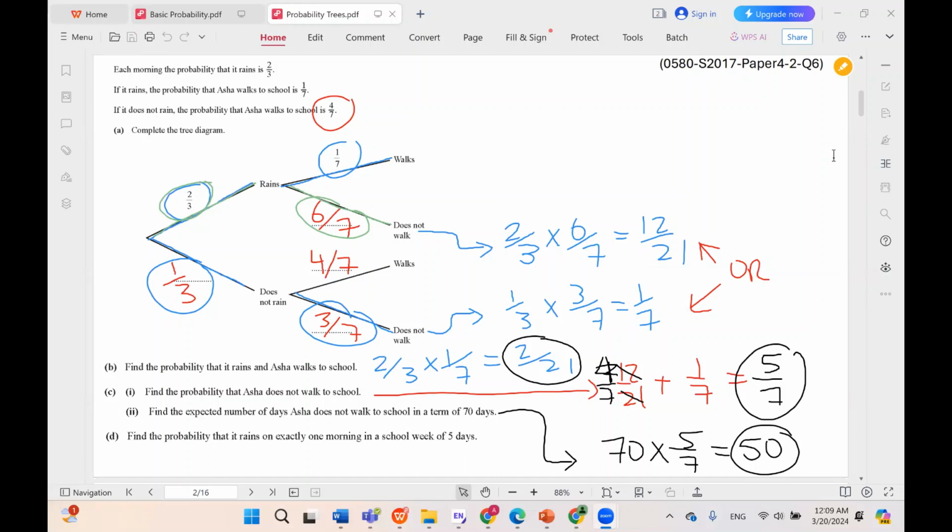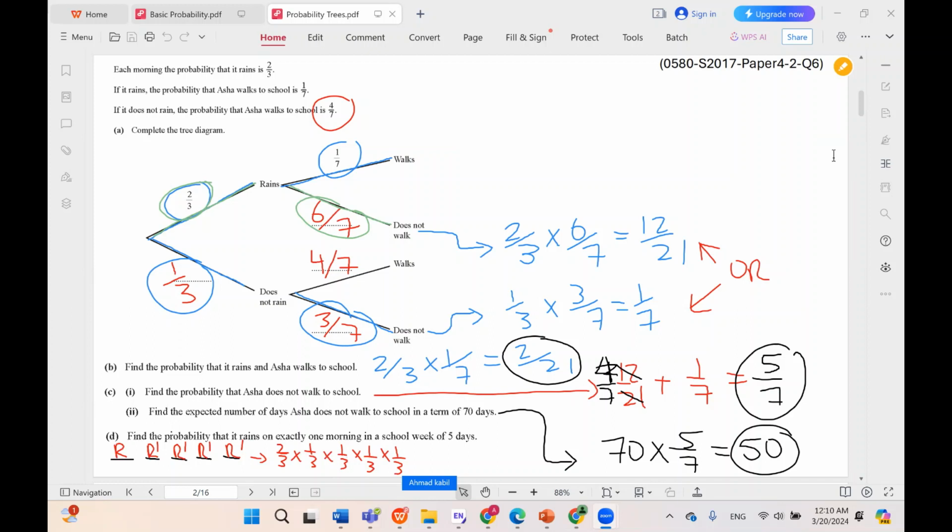In D II, it says find the probability that it rains on exactly one morning in a school week of 5 days. So we have 5 days, and we want it to rain once and not rain on the other days. So for example, rain and then not rain, not rain, not rain, not rain. So this scenario is basically 2 over 3 multiplied by 1 over 3 times 1 over 3 times 1 over 3 times 1 over 3.